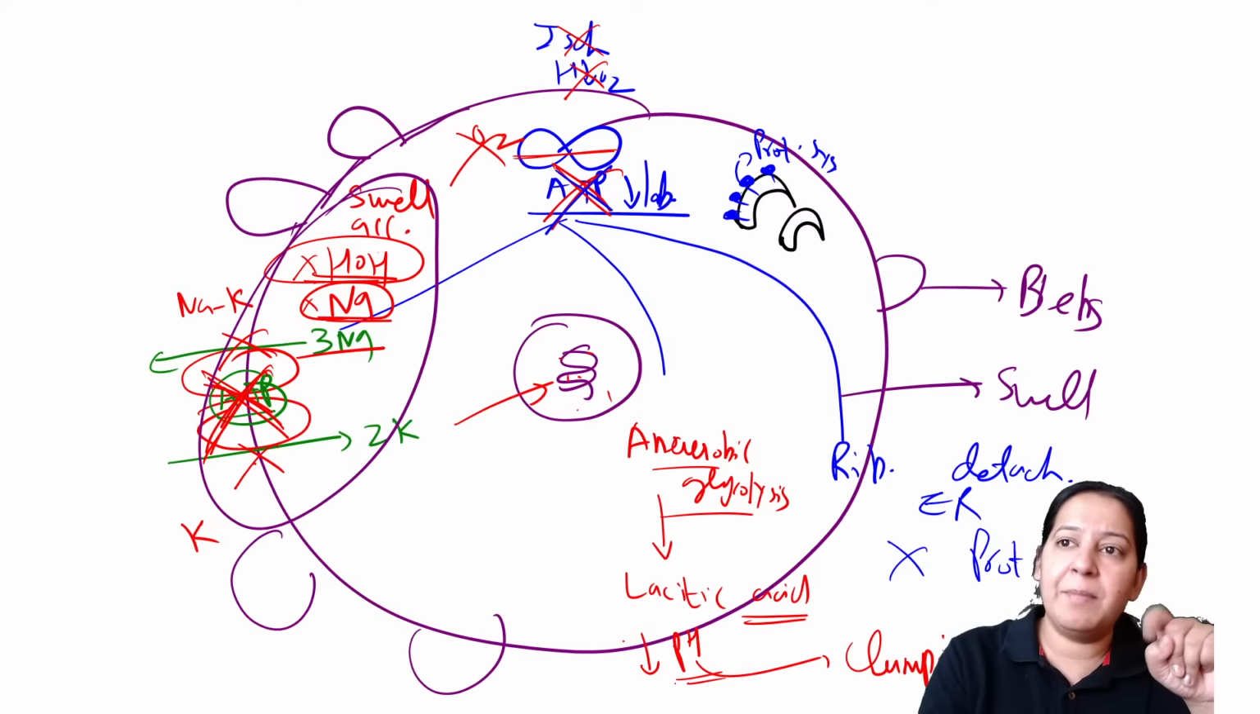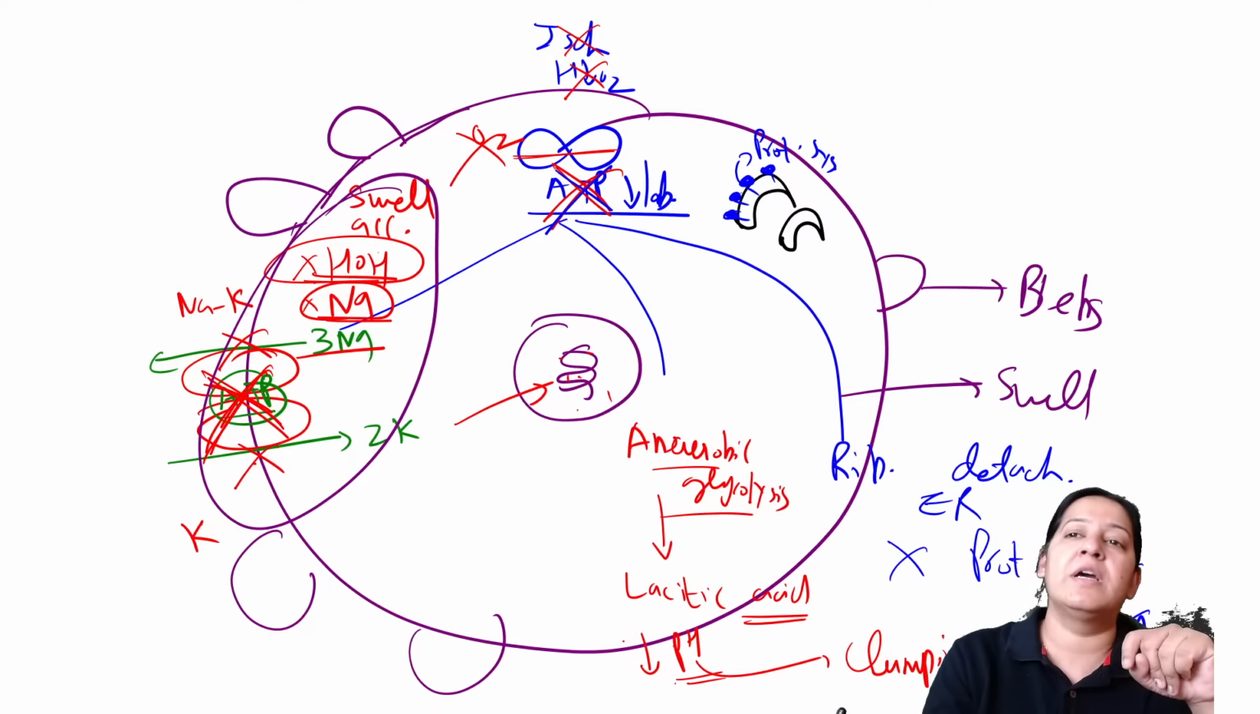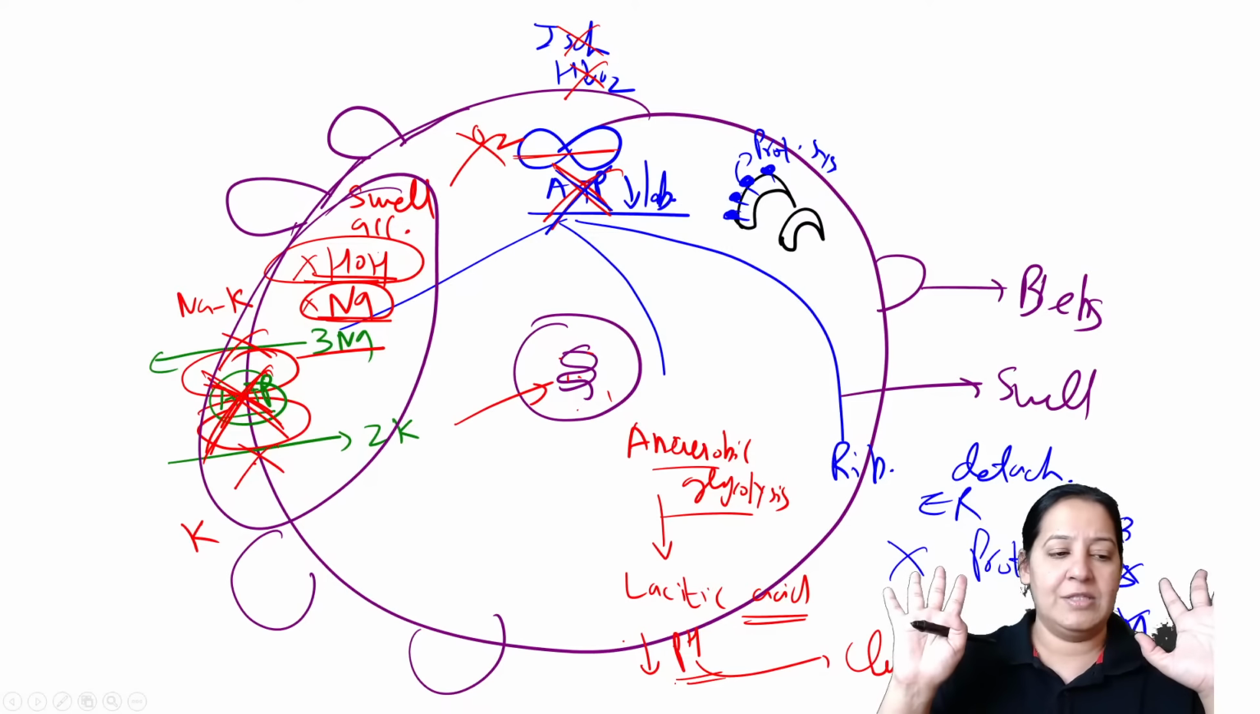All enzymes are made up of protein. Cell structure is made up of protein. Cell membrane is made up of protein. So everything will be depleted. So the cell ultimately will die. So this is the story.